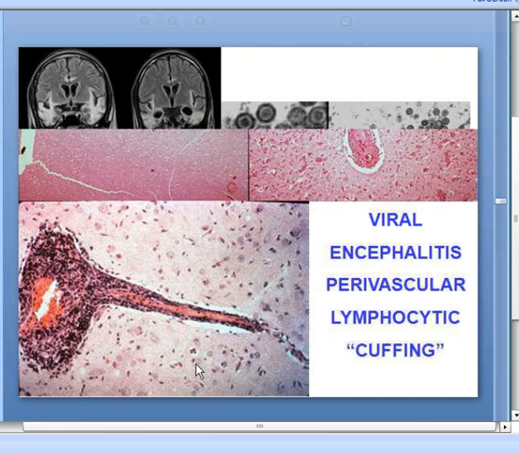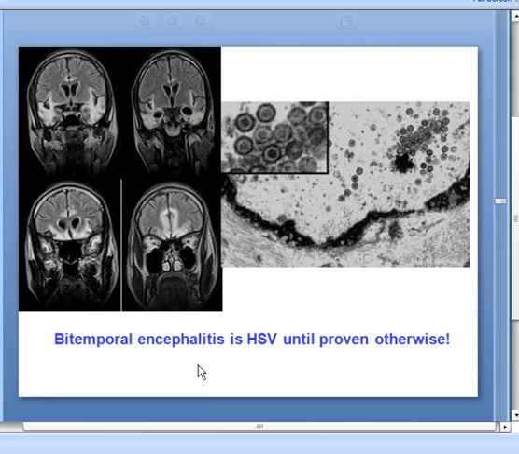Now, here's another neat little thing. If the encephalitis is primarily the temporal lobes, like you can see here, here's a temporal lobe, here's a temporal lobe, you can see there's increased MRI signals because there's increased water. There's increased water because the brain is edematous. There's increased edema because the brain is inflamed with herpes virus. So what do you take home from this?